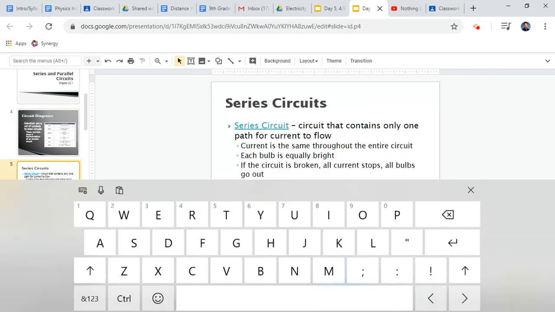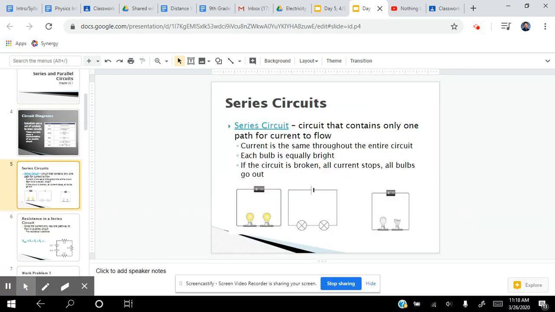So moving on to series circuits, we talked about these a little bit yesterday. Here's your definition for a series circuit. It contains only one path for current to flow, or for charge to flow. The current is going to be the same throughout this entire thing, right? Because there is only one path for it to flow, that current is going to be the exact same. Every single bulb is going to be equally as bright.